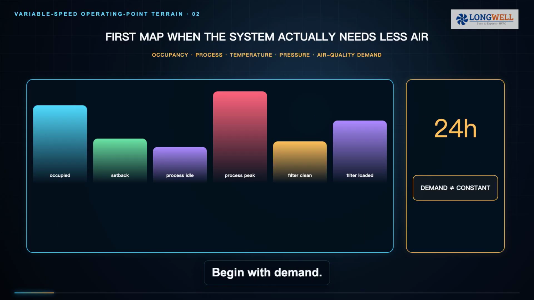Begin with demand. Occupancy, process state, temperature, pressure, air quality requirements, and filter loading change throughout the day. If demand is constant near design duty, variable speed has less opportunity. If the system spends long periods at reduced demand, the part load opportunity becomes much more important.